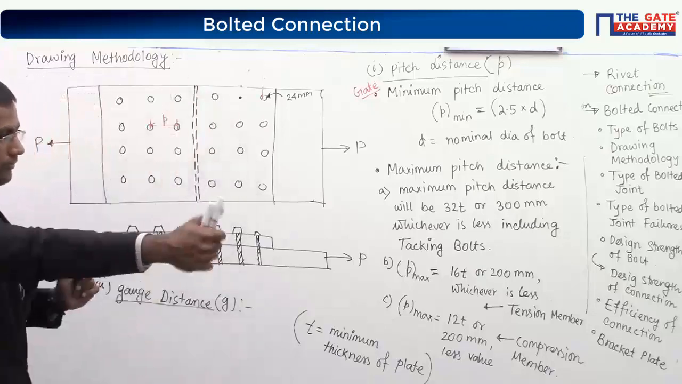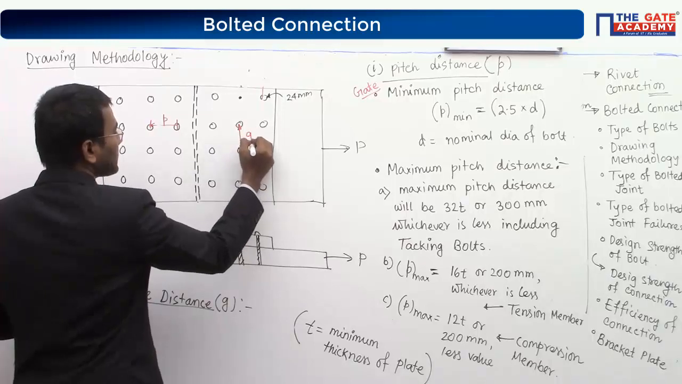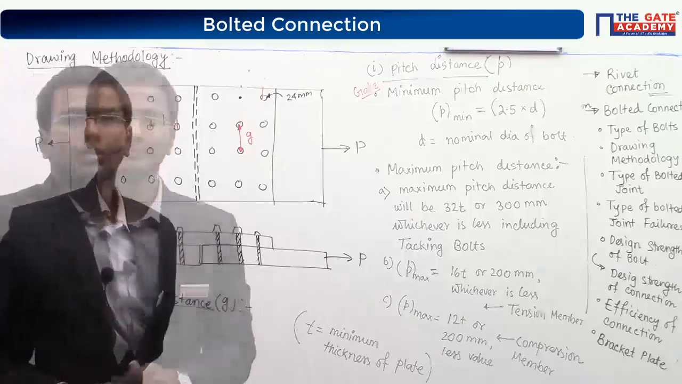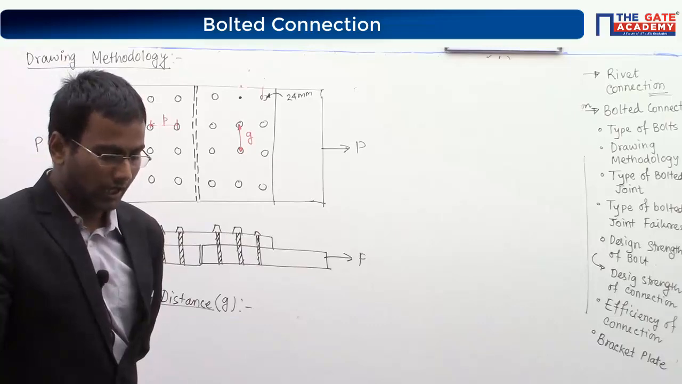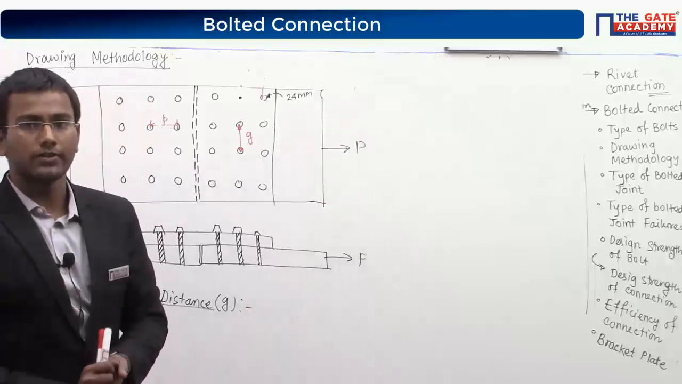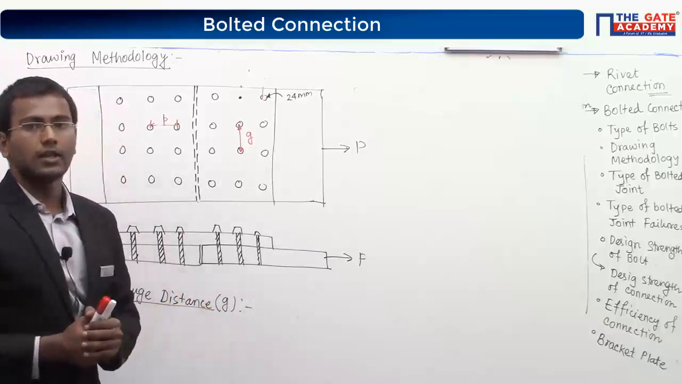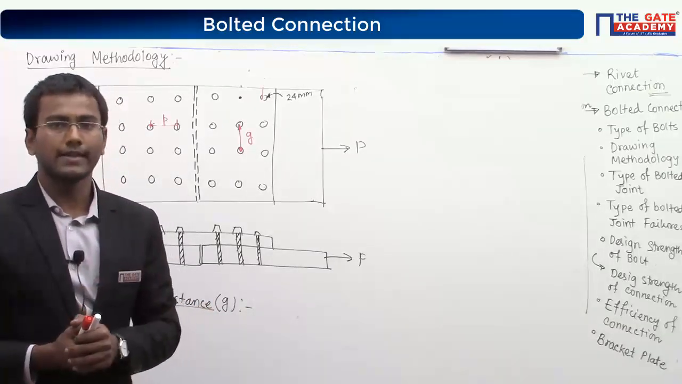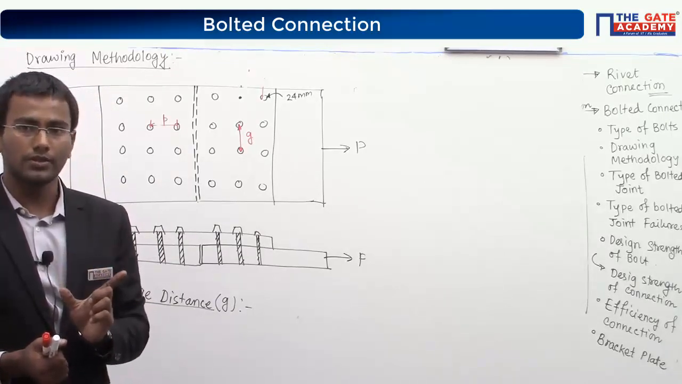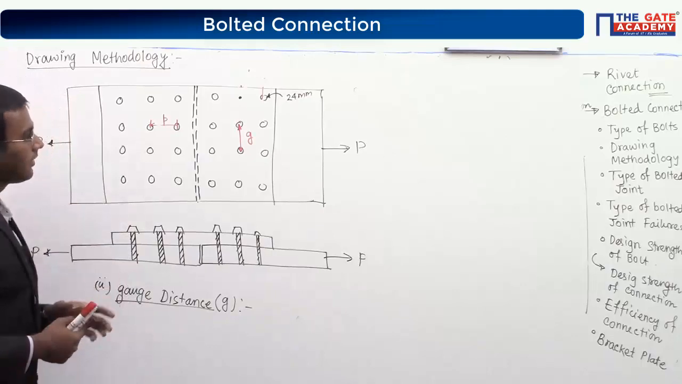So if I talk about the diagram, this portion to the center of this bolt is known as gauge distance, small g. Is it clear? Now in your IS code there is no proper recommendation for gauge distance. Those pitch distances whatever we have discussed, that is your IS code recommendation. But for gauge distance there is no proper recommendation. In design practice we take the same amount as the pitch distance or a little bit more than the pitch distance.